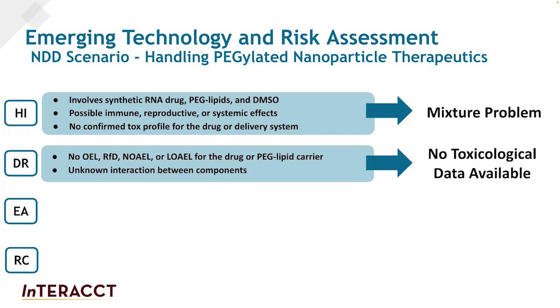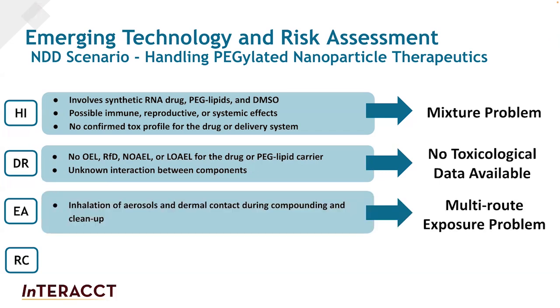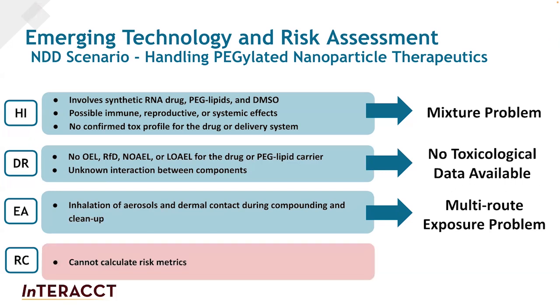Third, in terms of exposure assessment, workers may be exposed through both inhalation and dermal routes, especially during compounding and cleaning. This represents a multi-route exposure problem. Lastly, when we try to characterize the risk, we find we can't calculate quantitative metrics due to all these data gaps. So formal risk characterization is not possible.